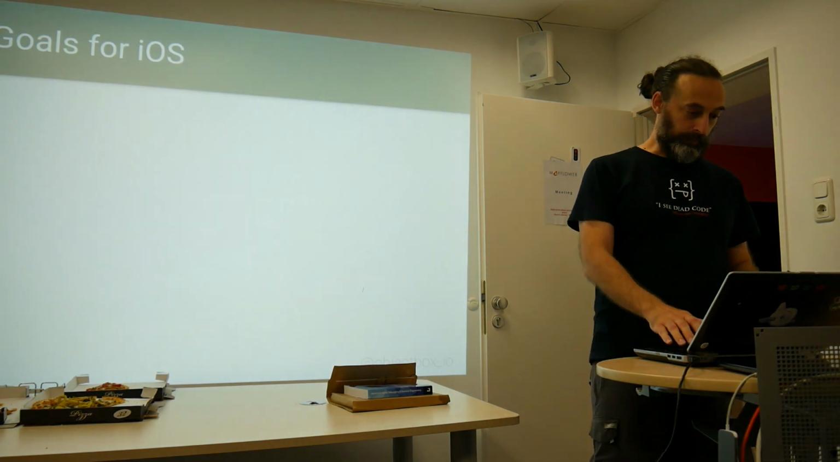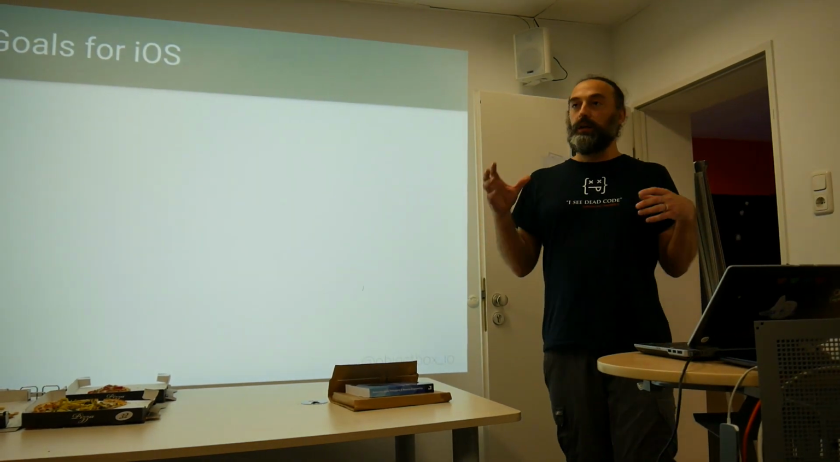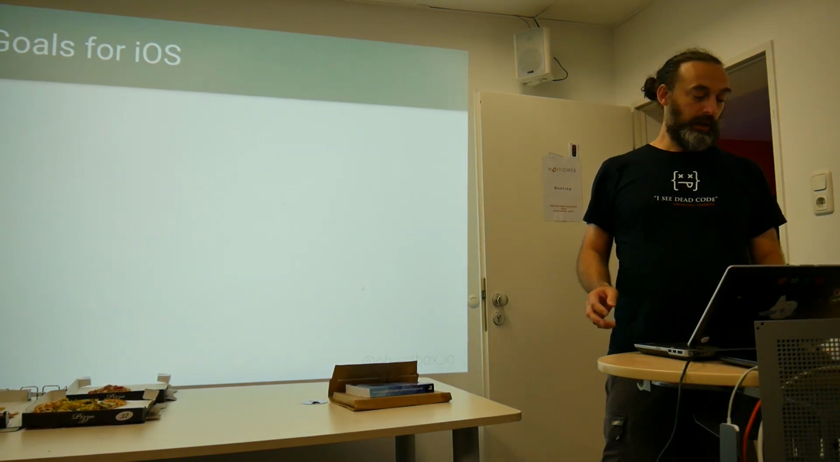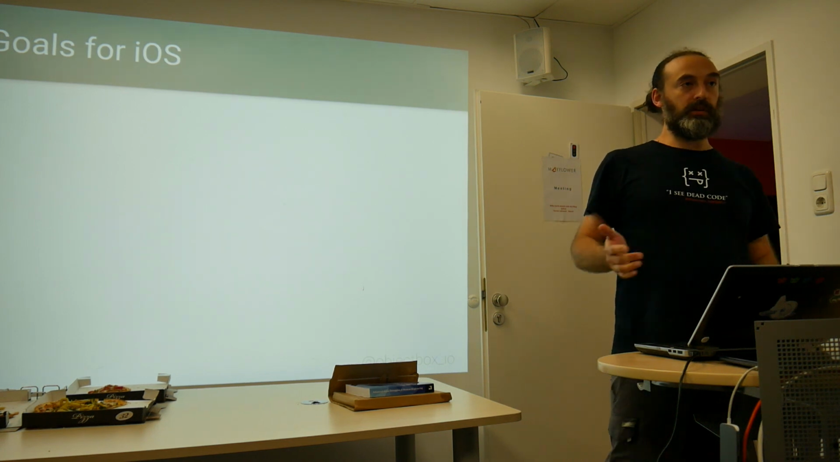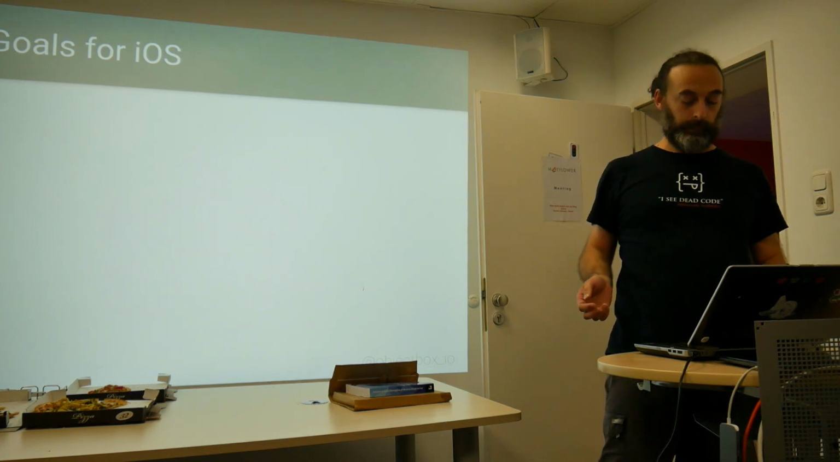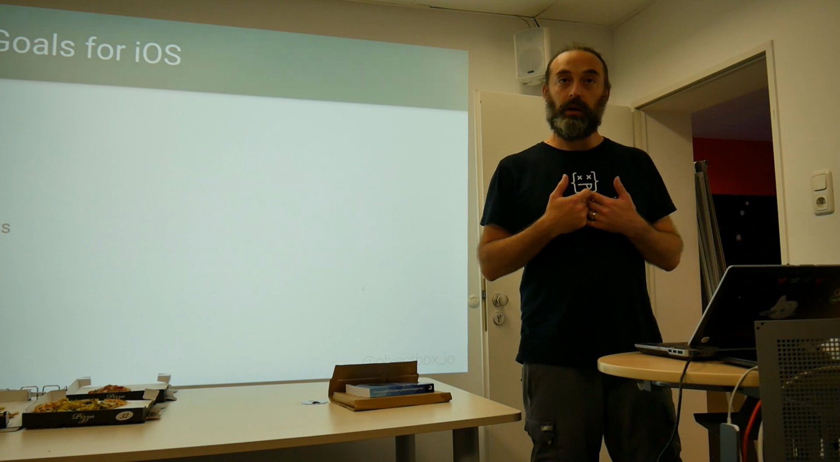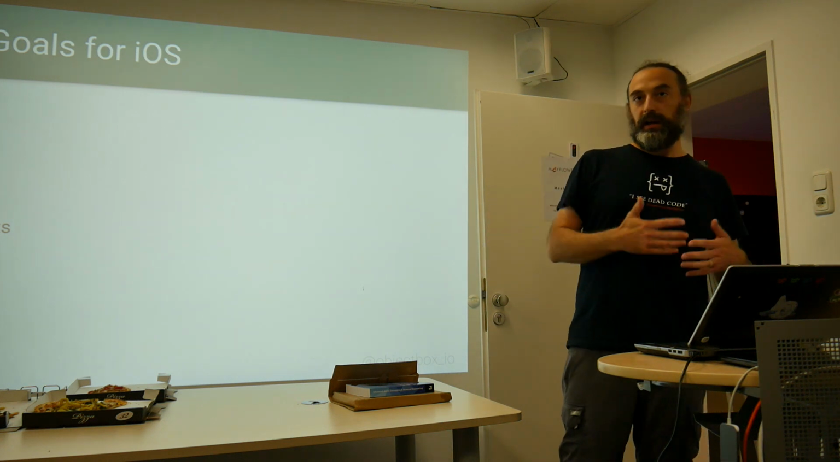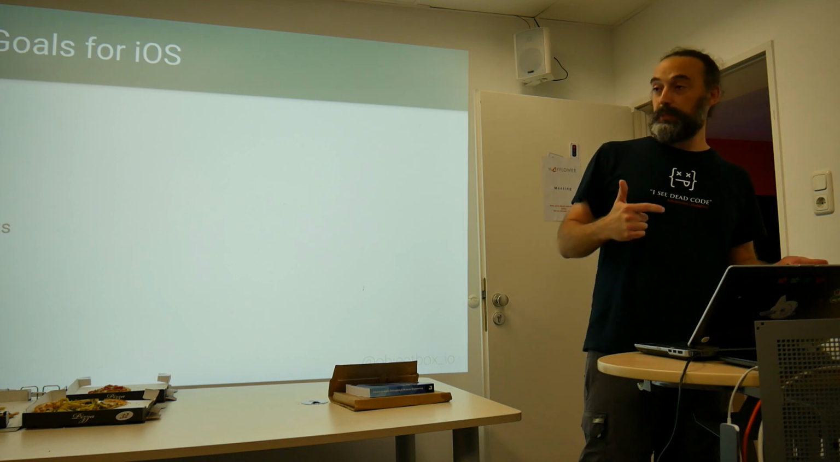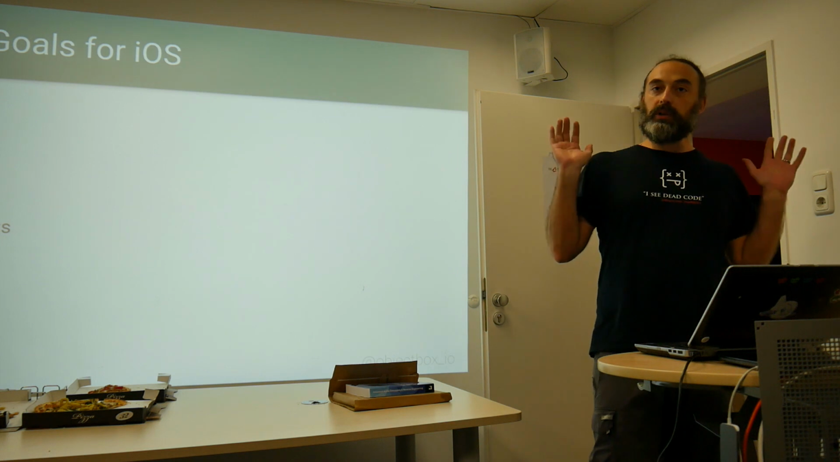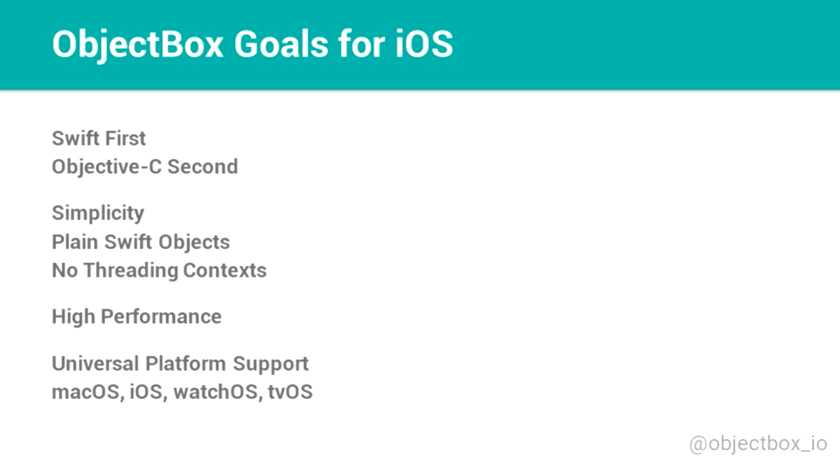So, and for iOS, we really want to focus on Swift. So have the best Swift support we can have. And think about Objective-C only in second place. And simplicity is a major theme, so we want everything to be as simple as possible, as transparent as possible. So this means there's no NSManagedObject at all. So it's really plain Swift objects. Also, we have those contexts which are thread bound. We don't have that.